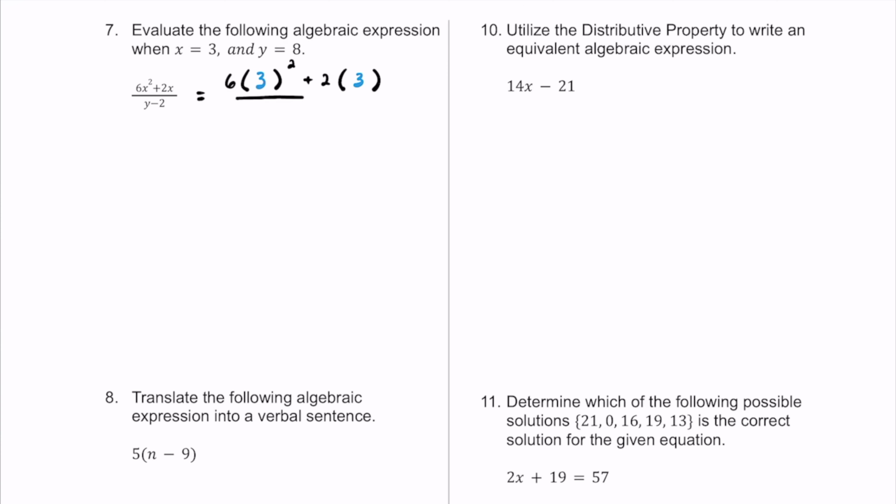And this is all going to be divided by what? Well, we have y. Looks like y we are going to substitute with the number 8 we're given. So this is going to be that 8 and then minus 2, okay? When you're doing these problems, you can just go ahead and do the numerator and denominator separately.